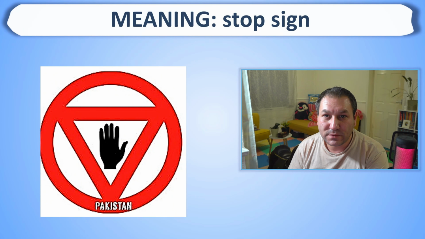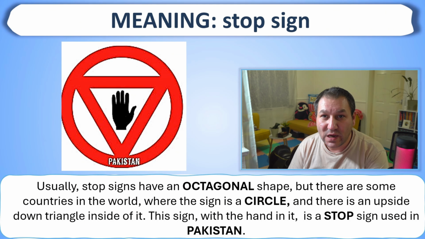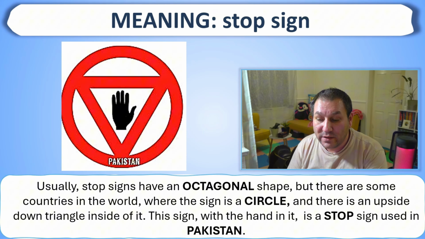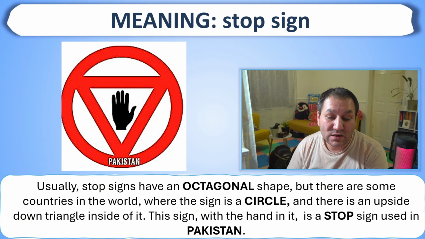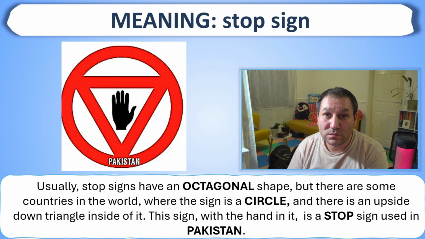Meaning stop sign. Usually stop signs have an octagonal shape, but there are some countries in the world where the sign is a circle and there is an upside down triangle inside of it. This sign with the hand in it is a stop sign used in Pakistan. 4.